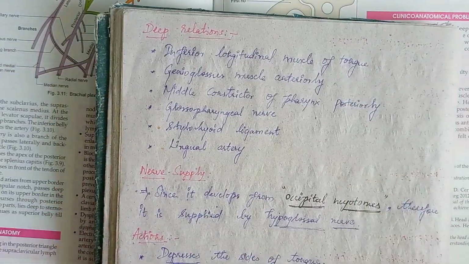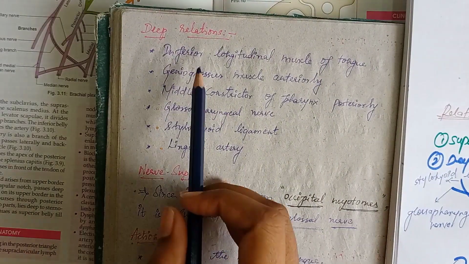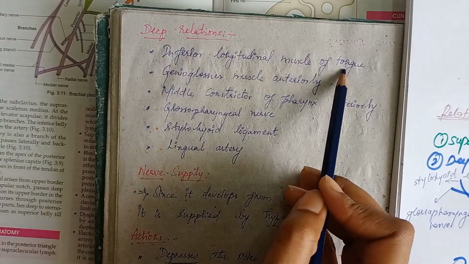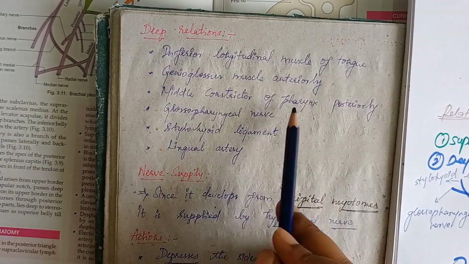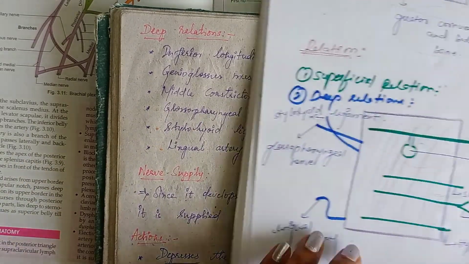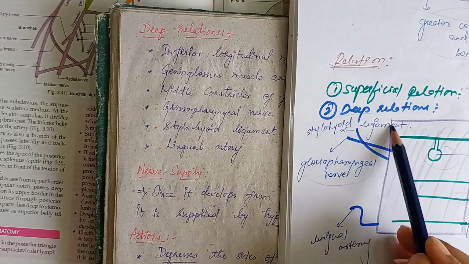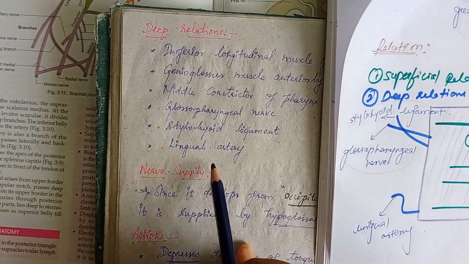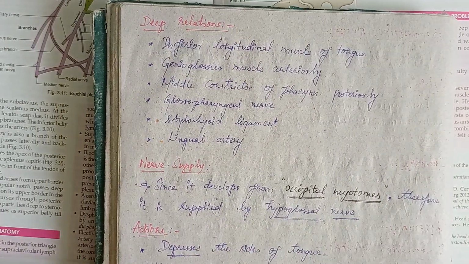And here are the deep relations. There are three more important relations: the inferior longitudinal muscle of the tongue, the genioglossus muscle anteriorly, the middle constrictor of the pharynx posteriorly, the glossopharyngeal nerve, the stylohyoid ligament, and the lingual artery. These are the deep relations.